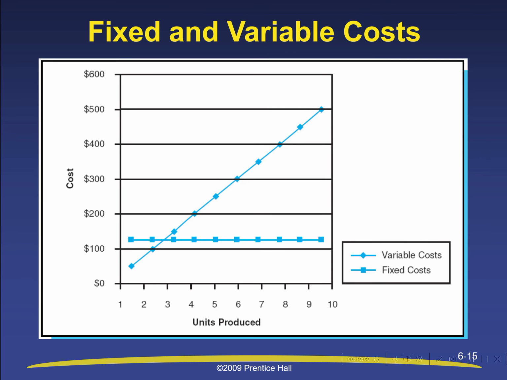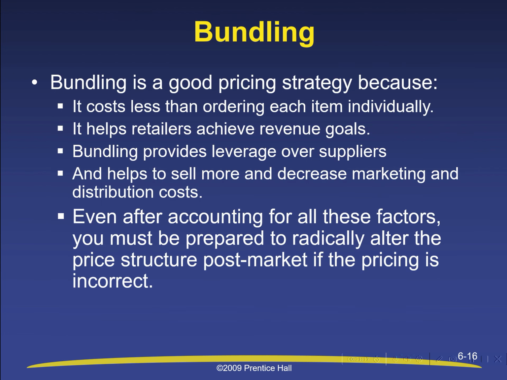Fixed and variable costs. Looking at the y-axis on the left, we can see it starts from $0 all the way to $600. We can also see units produced on the x-axis. The fixed costs remain at $100 all the way from beginning to end, while the variable costs start from $0 all the way to $500 per unit produced.